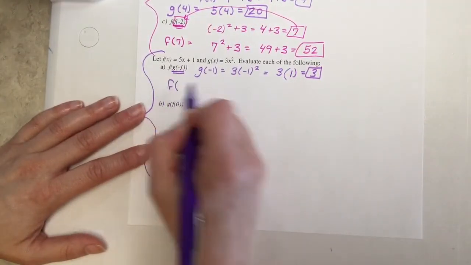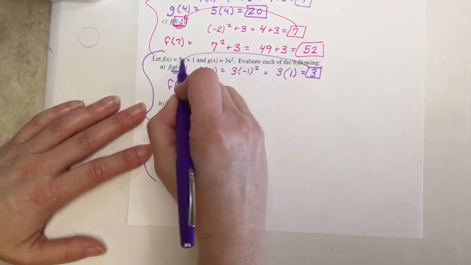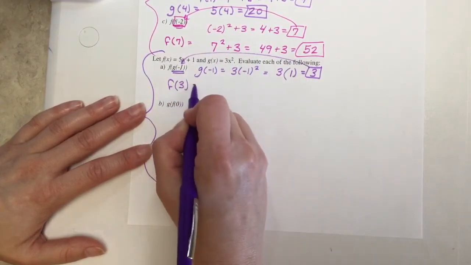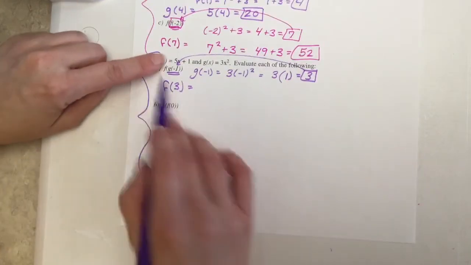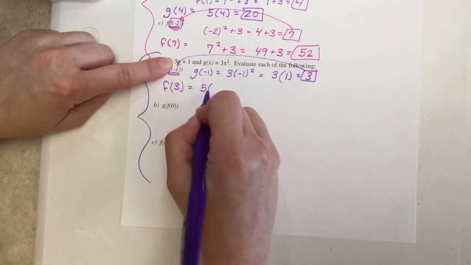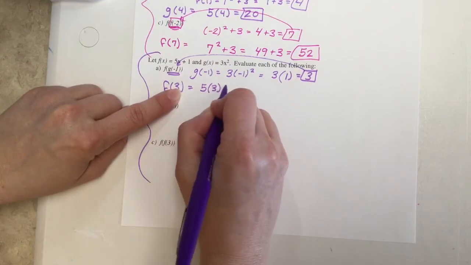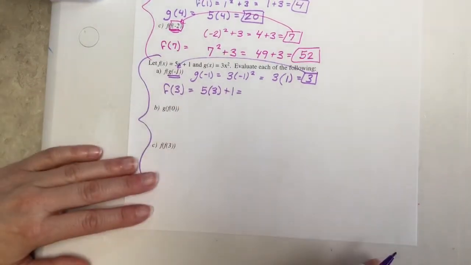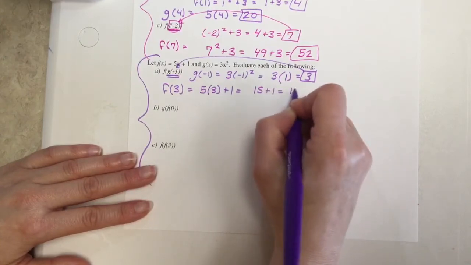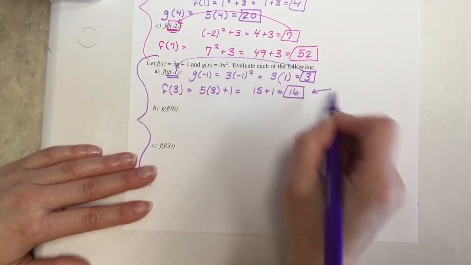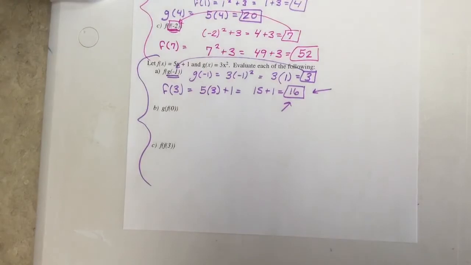So now I have f of, instead of g of negative 1, you replace it with its value, which is a 3. So now I take the f function, 5, but instead of x, I put in a 3. So 5 times 3 plus 1. 5 times 3 is 15. 15 plus 1 is 16. And that 16 would be your final answer. Let's look at 2 more.